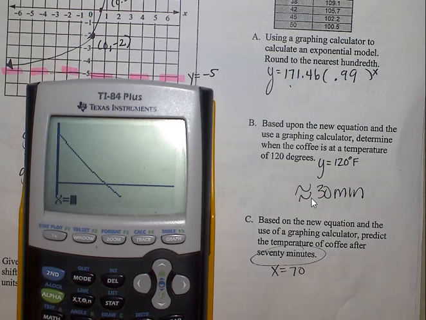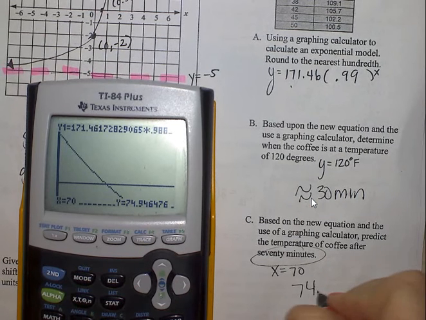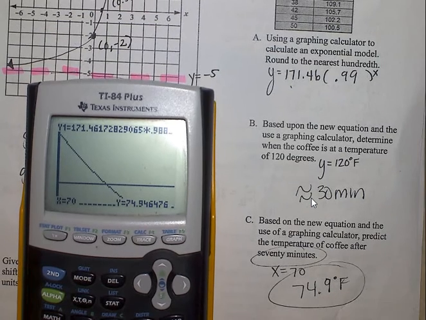And type in 70, and we're going to round to the nearest tenth. So I have 74.94. The 4 says it stays the same. So 74.9 degrees Fahrenheit.